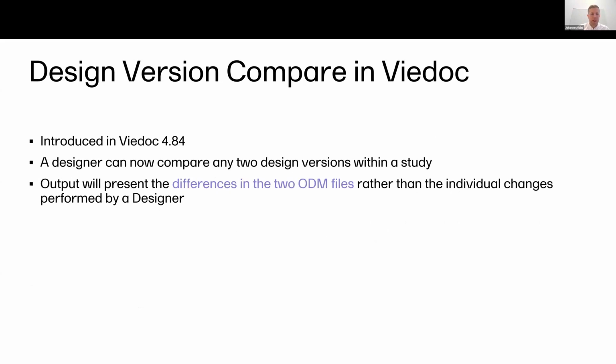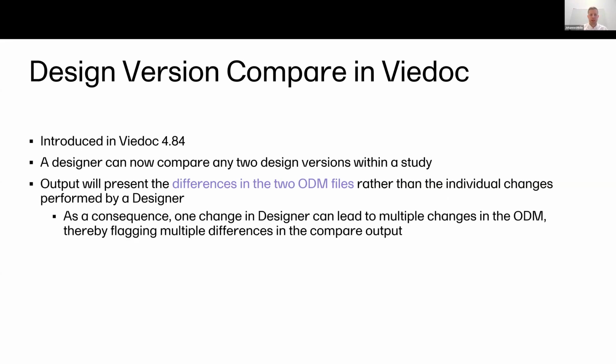So for the design version compare in Viedoc, it will be introduced in Viedoc 484. A designer can now compare any 2 design versions within a study. The output will present the differences in the 2 ODM files rather than the individual changes performed by a designer. That means that one change by the designer could lead to multiple changes in the ODM, thereby flagging multiple changes. And of course, that's the reality that we have multiple changes in the ODM.